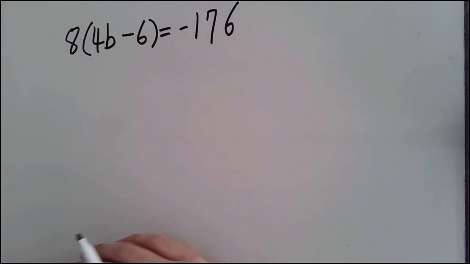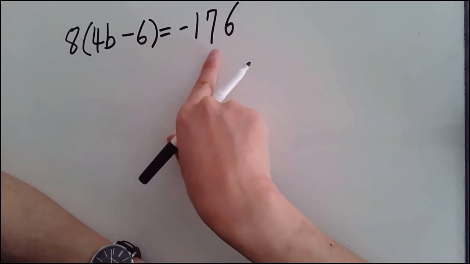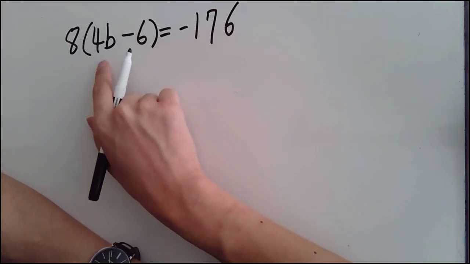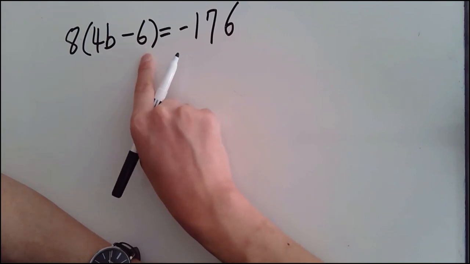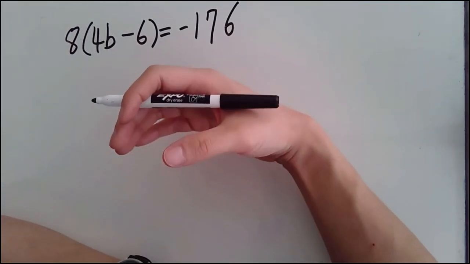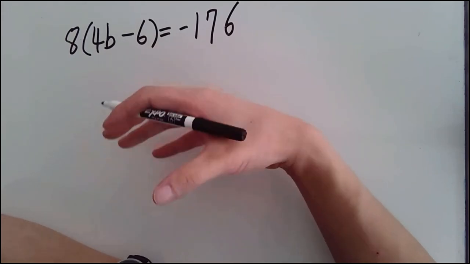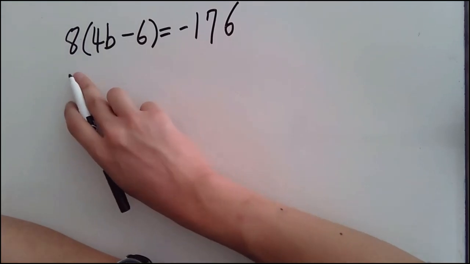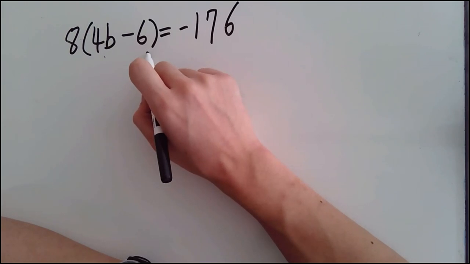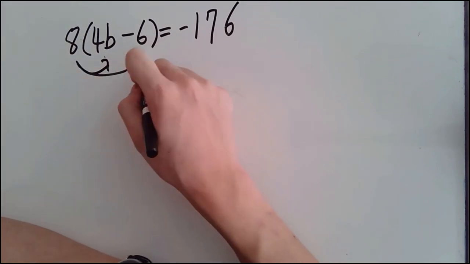Now, I have a question that says 8 times (4b minus 6) is equal to negative 176. So keep in mind that this 8 is being multiplied to everything inside this bracket. And the key phrase for today is if something looks complicated, make it look easy first. And we can make it look easy by doing whatever we can first. We know that this 8 needs to be multiplied to both 4b and minus 6. So we're just going to do it.